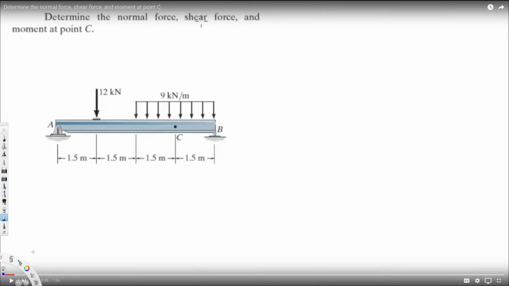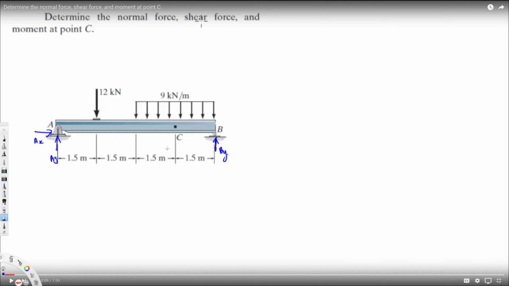We have this question that is asking: determine the normal force, shear force, and the moment at point C. This is the point we need, but before we go for that one, we put the possible forces here. A is going to have two forces, AY and AX, and for B only one force is possible. That's going to be BY.